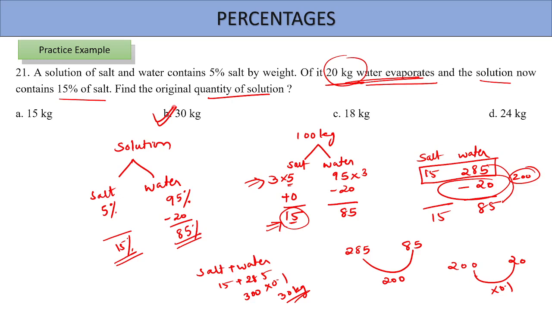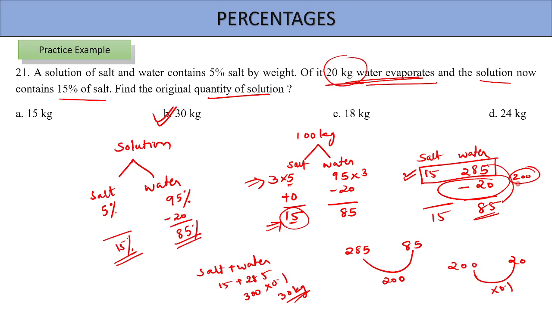I hope you understood this sum. We have to initially make the quantity of salt the same, as this quantity we are not changing. When we make this quantity the same, we are getting a certain quantity of the original solution. And I am seeing that when I am removing a certain quantity, I am getting 85. Then that difference is 200. But the actual difference should be 20.